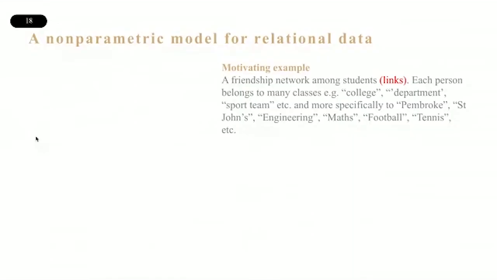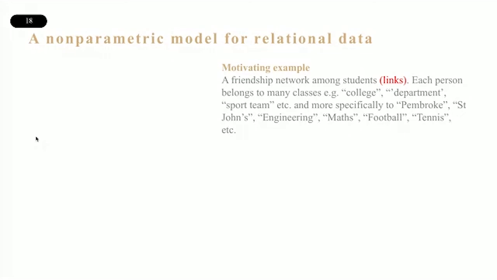Let's now present a model that actually implements both of these processes, uses both of these nonparametric processes, and it's actually a model that we implemented. As a motivating example, assume now that we have a friendship network, that means that we observe some links between people, some friendships between people. And we assume that these links are constructed because people are associated with some classes, for example, they belong to the same college, they go to the same department, or they belong to the same sport team. But also for each class, we assume that there are clusters that they belong to.